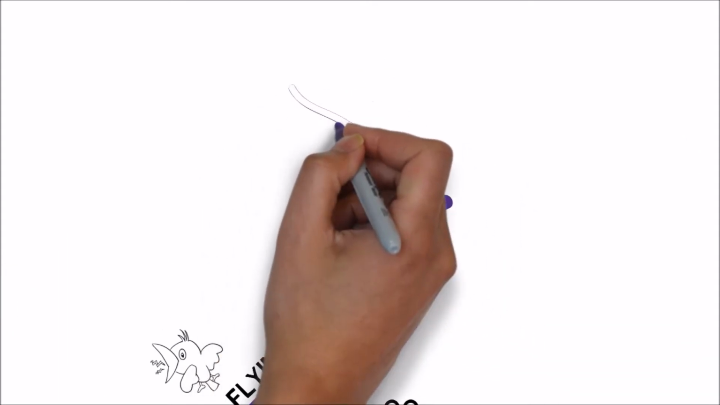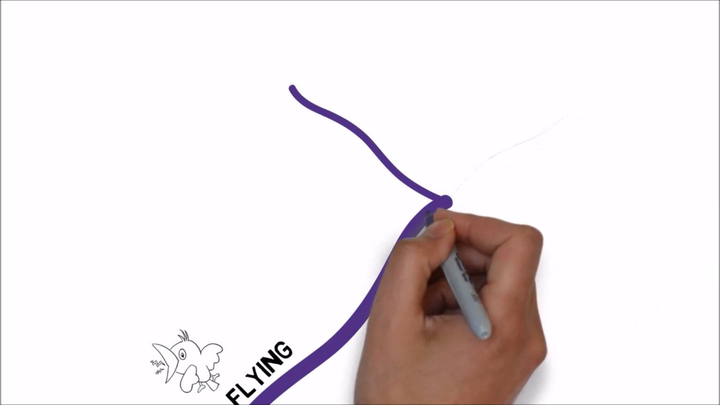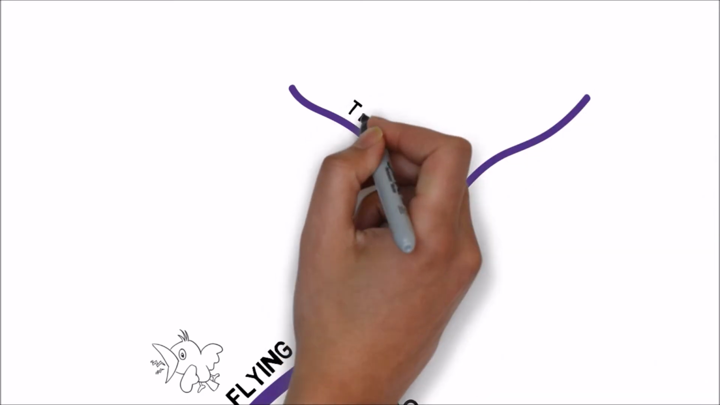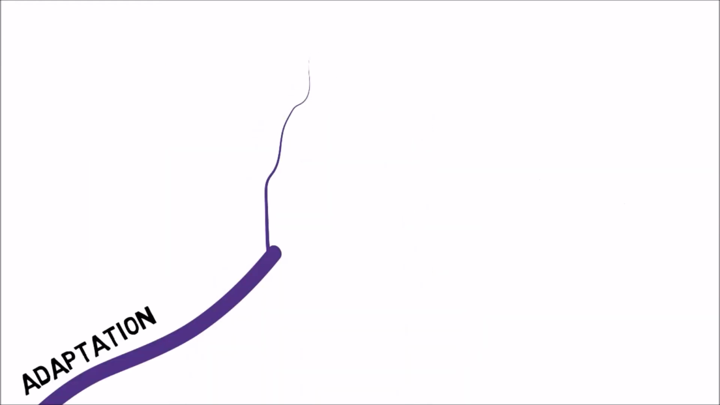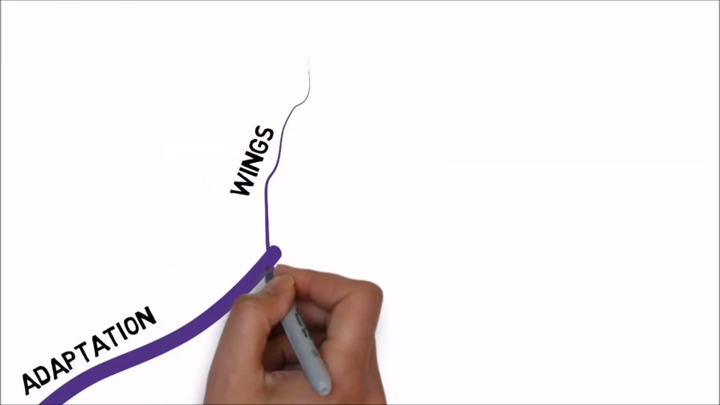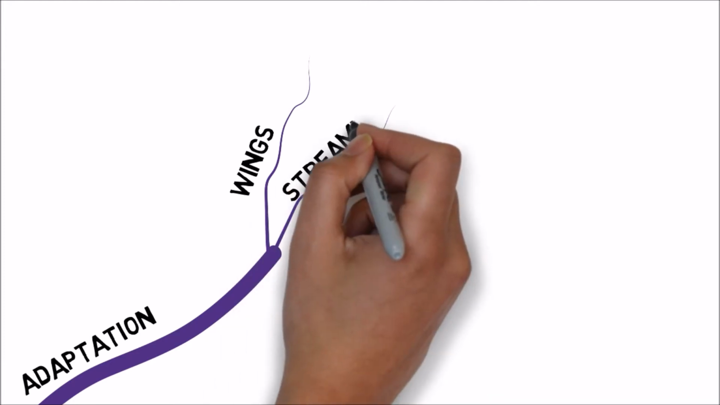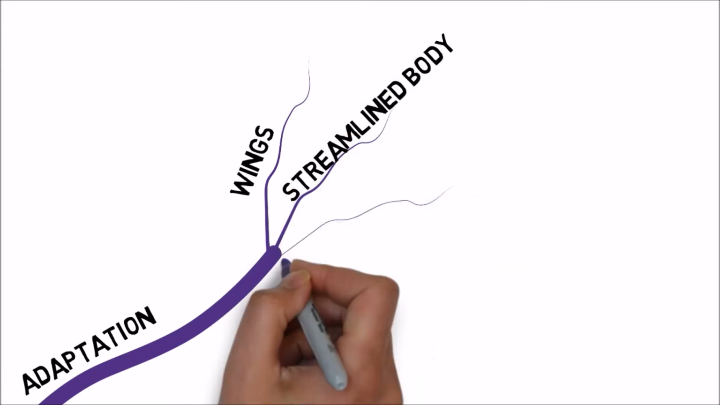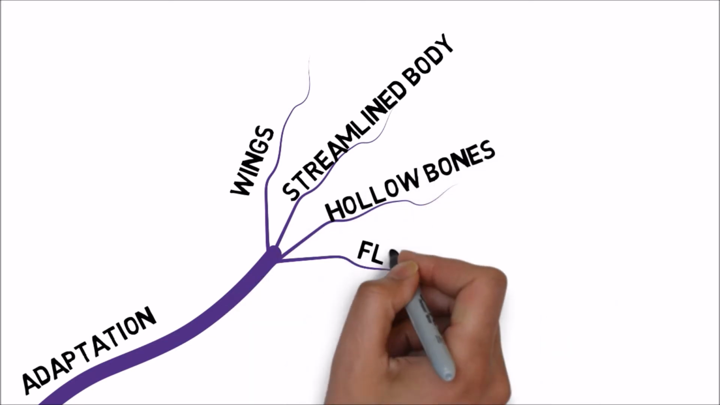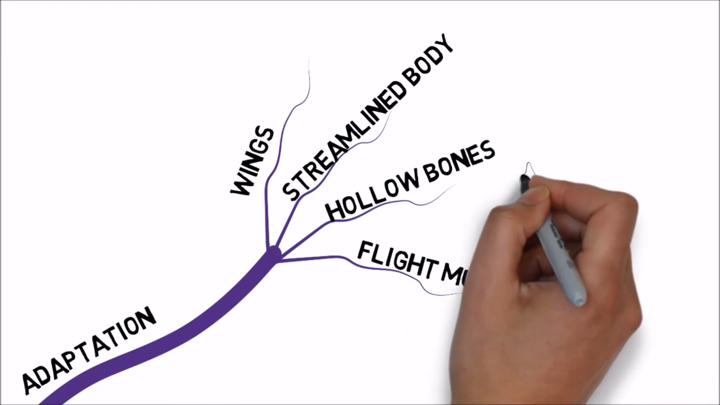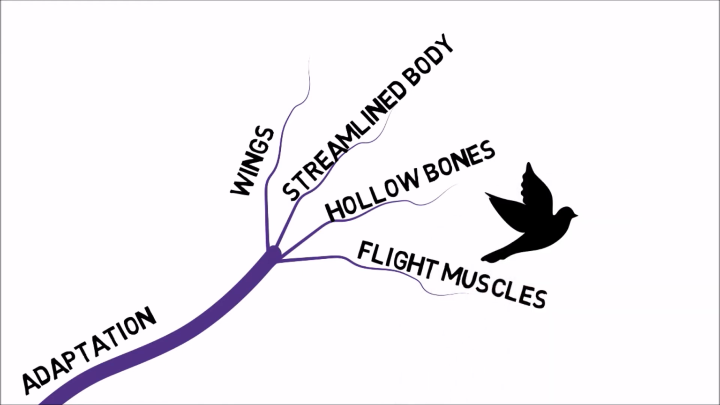Let's go to flying. So types of animals that are adapted to flying. We have birds, we have insects, we have mammals like bat. So how are these animals adapted exactly? So one, they have wings that help them to fly. Their bodies are streamlined. Of course, they do have the hollow bones, which make them very light, so they use less energy while flying. And finally, they do have flight muscles that help flap those wings while they propel themselves forward.